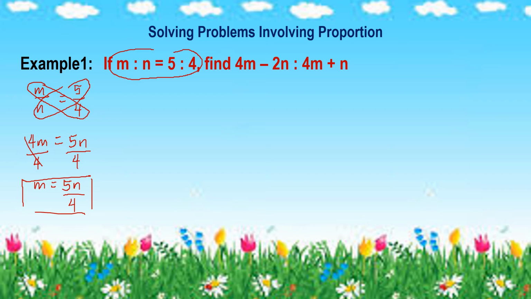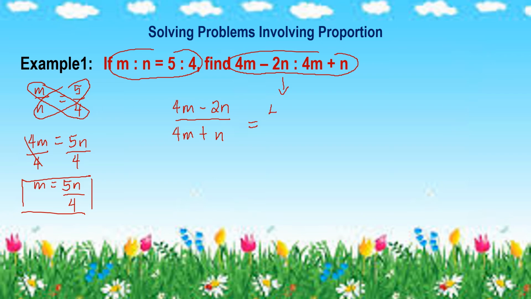Now, we will use this value of m, 5n over 4, in the given ratio 4m minus 2n is to 4m plus n. In fraction form, this is 4m minus 2n over 4m plus n.